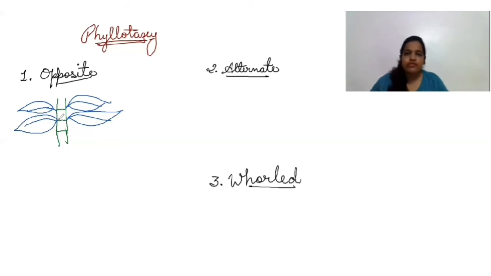Further, this opposite phyllotaxy is also of two types. Don't get scared with the types. You just have to remember two words over here, total. Right? So opposite phyllotaxy is further classified into two types. One is decussate and another one is superposed.